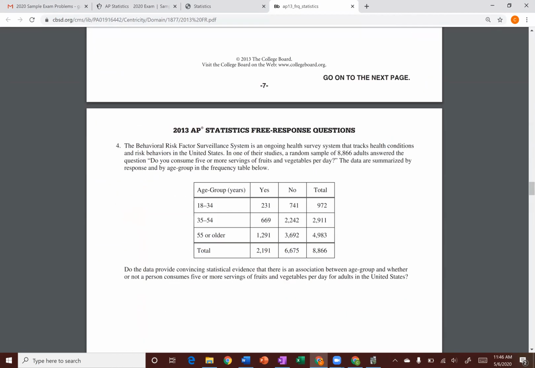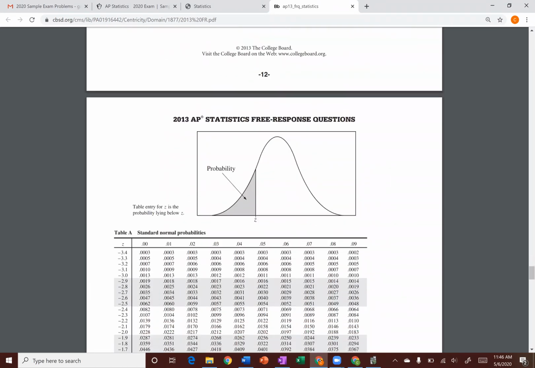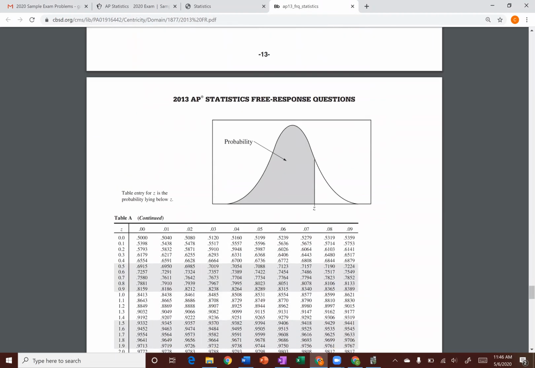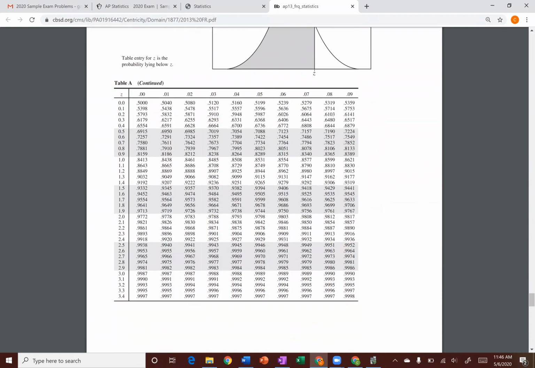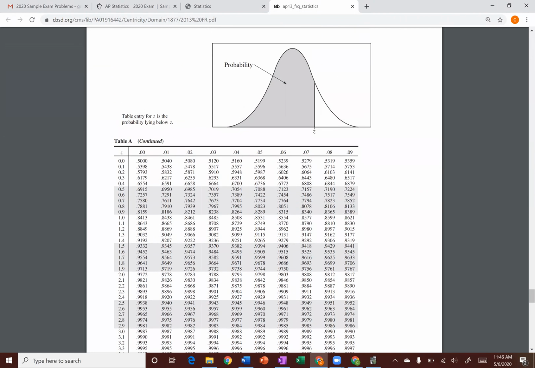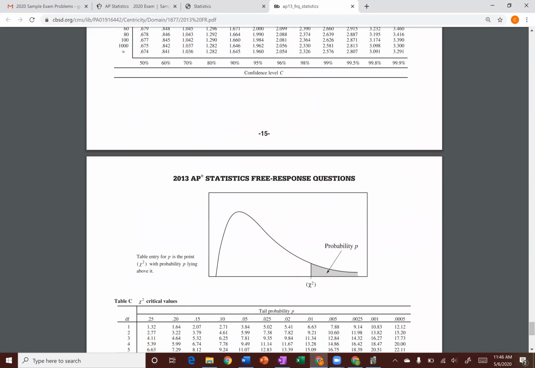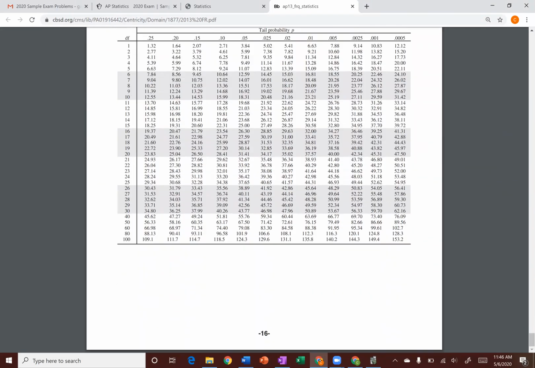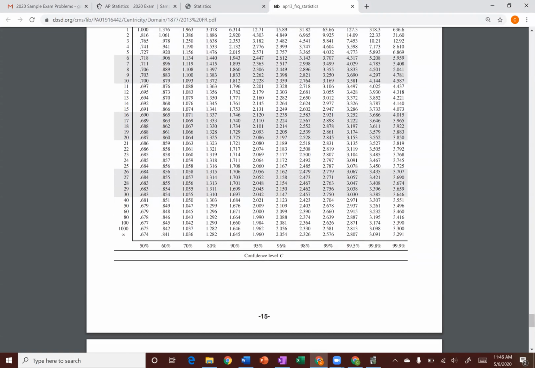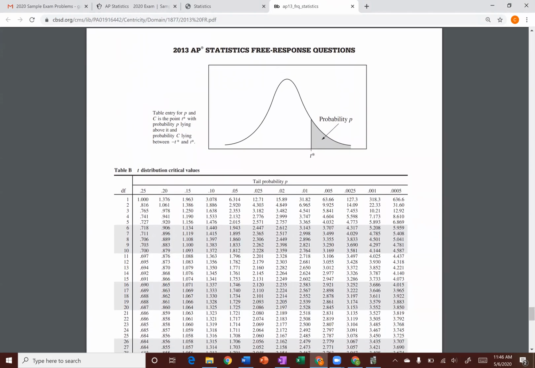But if you go to after the questions, you're given a whole bunch of tables. You're given a Z table, and another Z table. So one for, I think, Z scores that are negative and one for Z scores that are positive. And then you're given a T table. And also, if you keep going, this is a chi-squared table, which is not going to be needed by you this year. But anyway, what we're interested in right now is the T table.